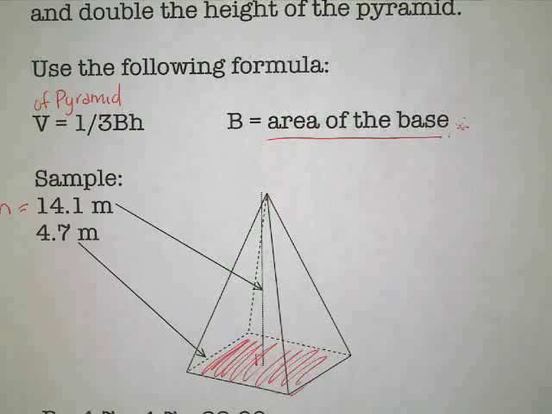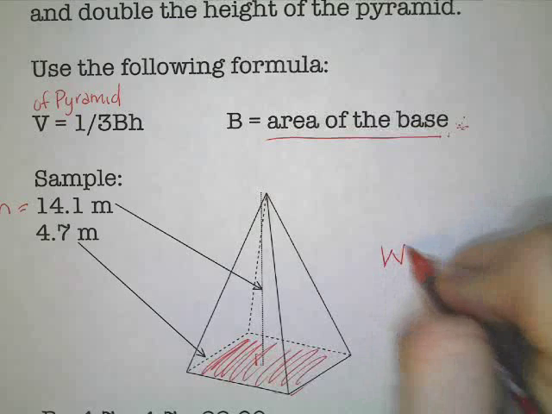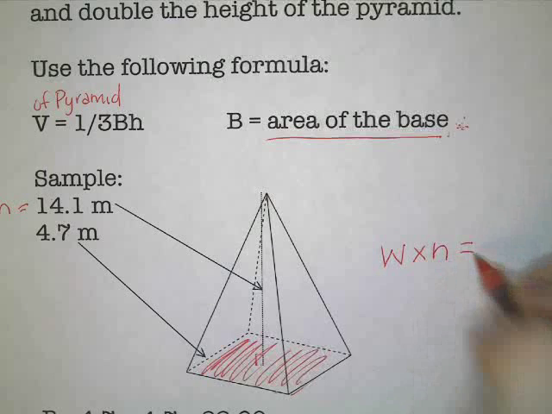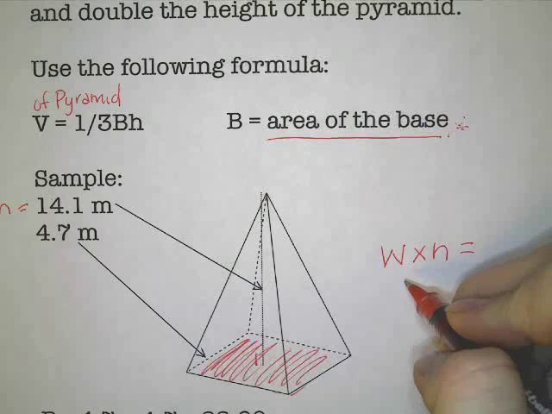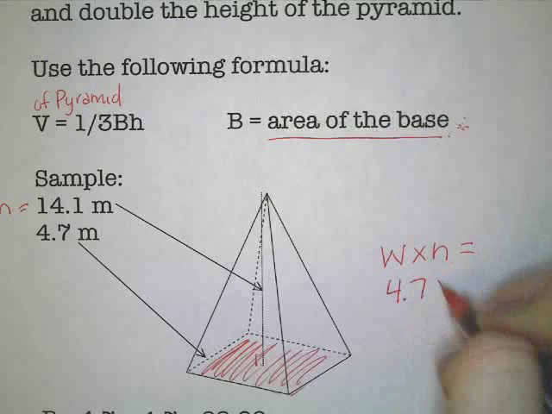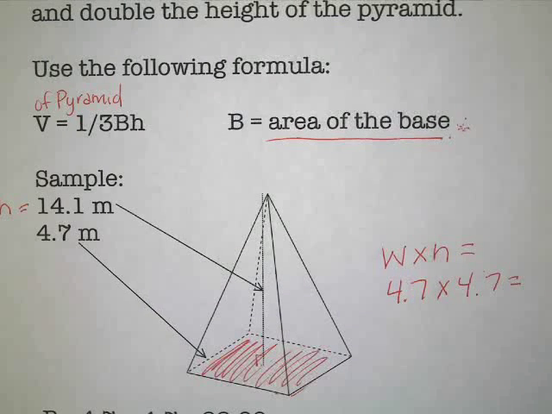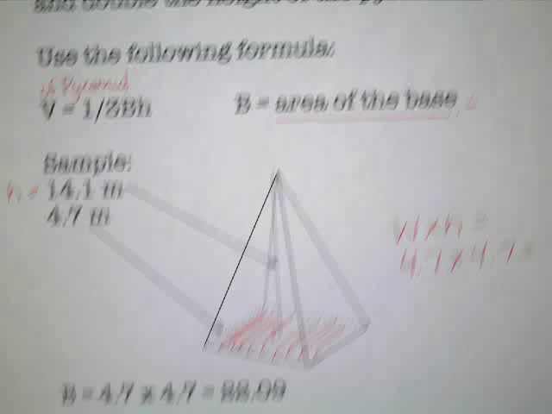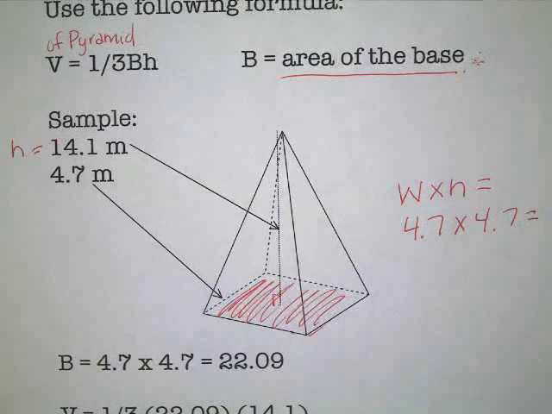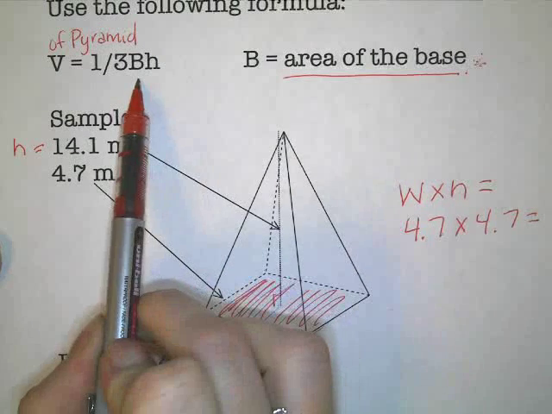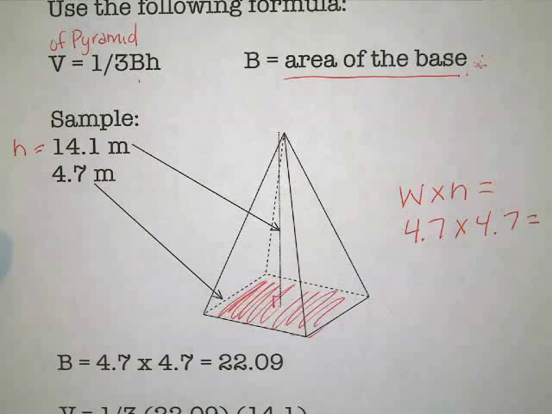Evan, tell me. Say it loud, Evan. You're right. 4.7 times 4.7. And you should come up with 22.09. All right, so now, here's the equation we're using. Do I have all of the right numbers?